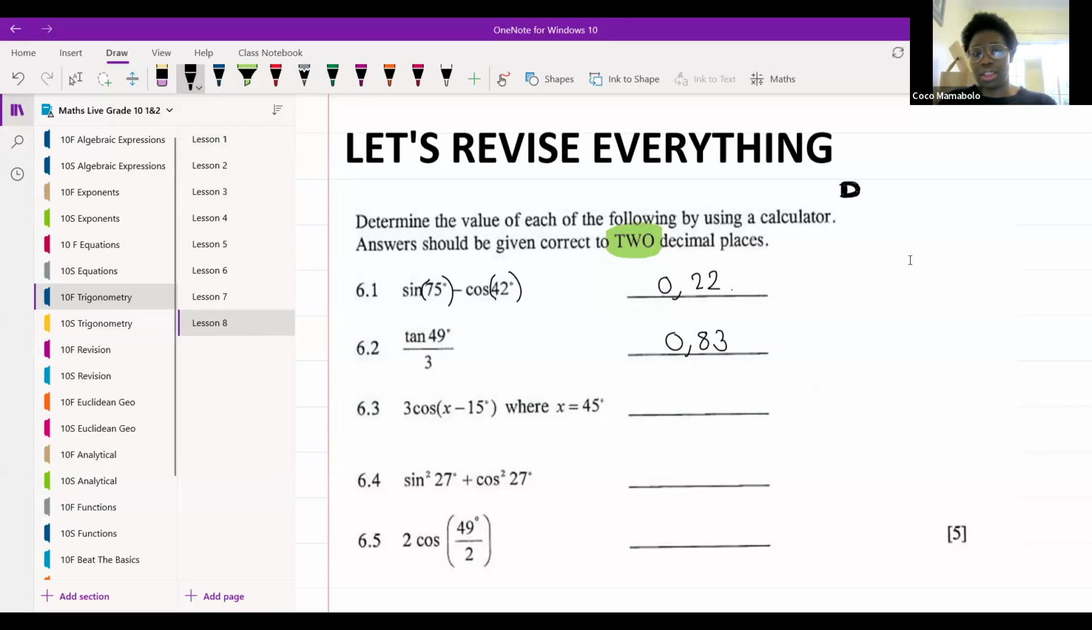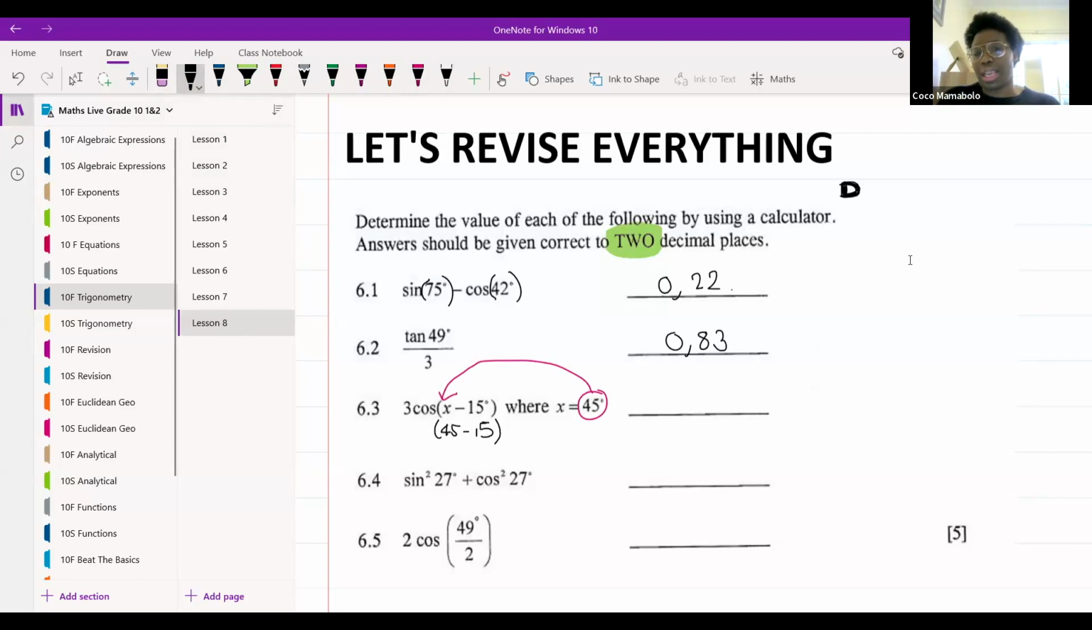Okay, this one over here, 3 cos x minus 15, where x is 45. Basically, what they're asking us to do is take that 45 degrees, put it where x is. So when we put it into our calculator, we're going to type in 3 cos, open brackets, and then you're just going to do 45 minus 15, close bracket. That's what you're going to put into your calculator. Now, your calculator is going to give you a funky answer. It's going to give you something like 3 root 3 over 2, something along those lines.